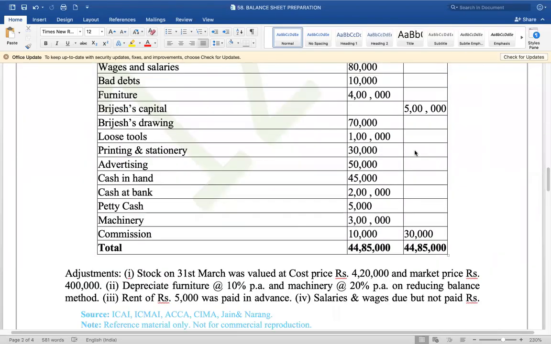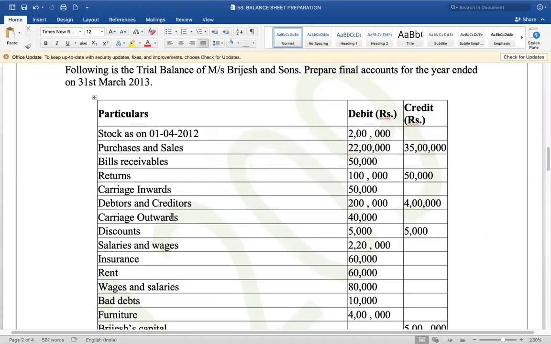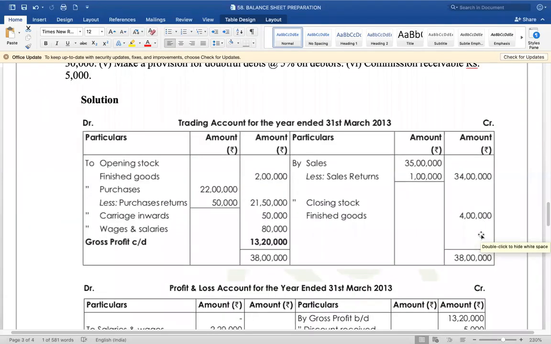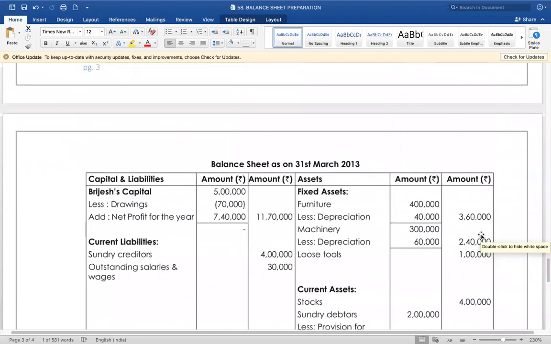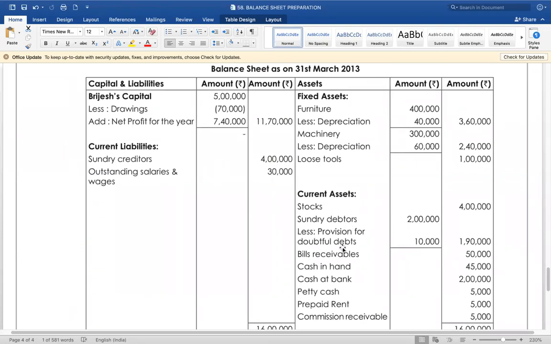All the items that you have skipped here, you will take now in the balance sheet, right? Stock you've taken, opening stock you've taken, purchase and sales you've taken, bills receivable, 50,000. Did you take this amount earlier? No, we didn't take. So we'll take it here. Bills receivable, 50,000.